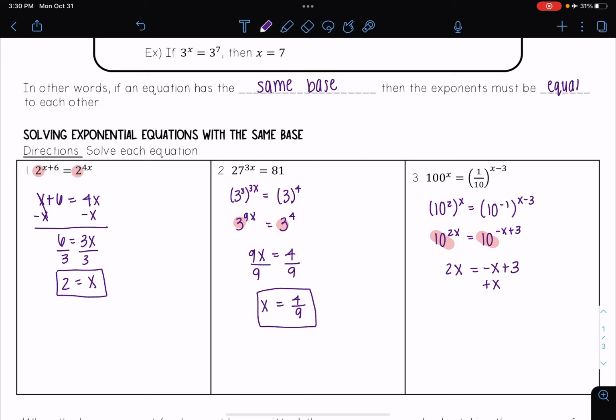So add x to both sides. And I get 3x is equal to 3. And then divide both sides by 3. And I get that x is equal to 1.